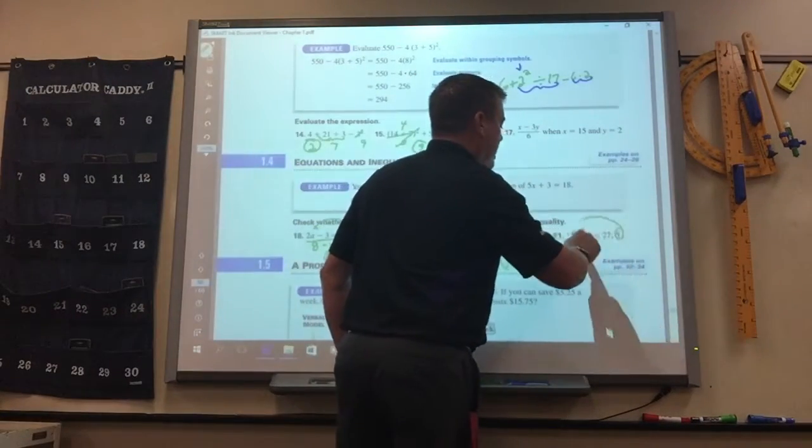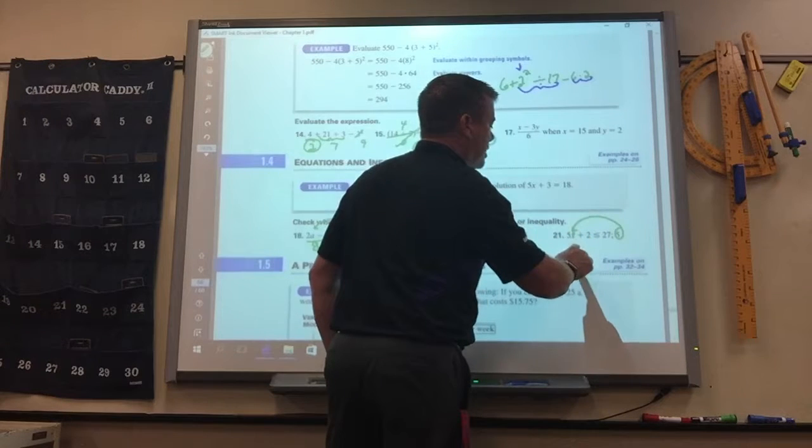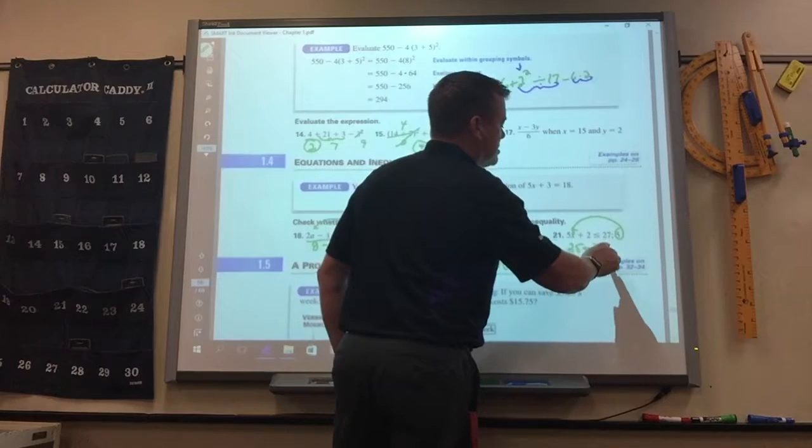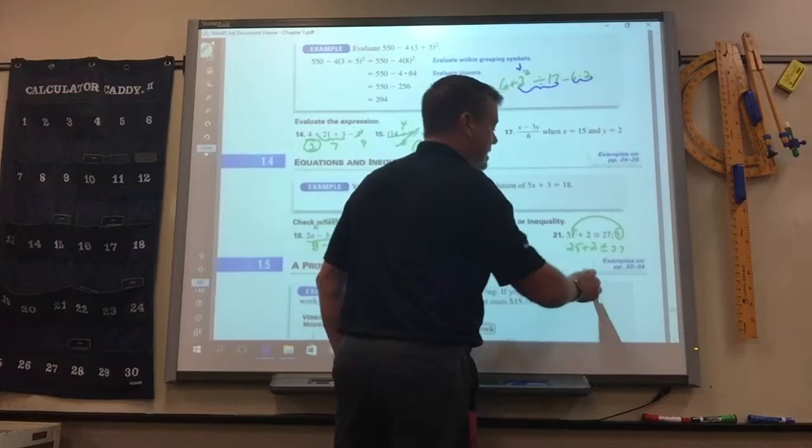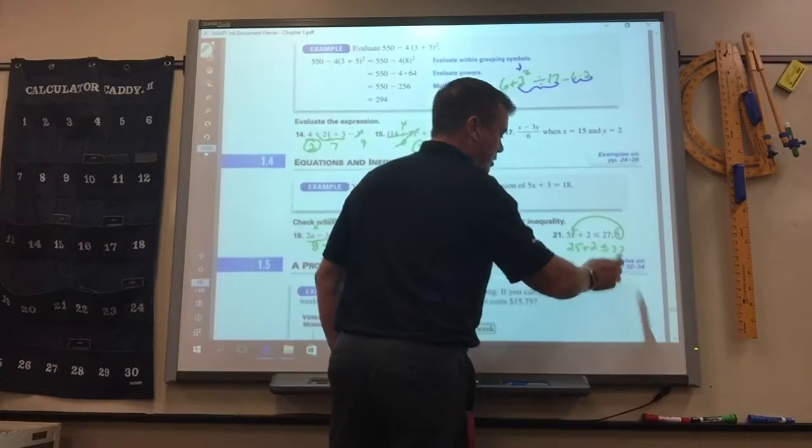Put 5 in for x. 5 times 5 is 25. Plus 2, is that less than or equal to 27? Yes. Yes, because of the equal sign.